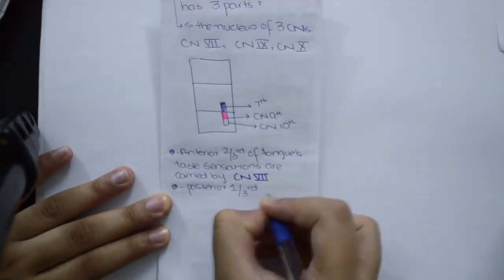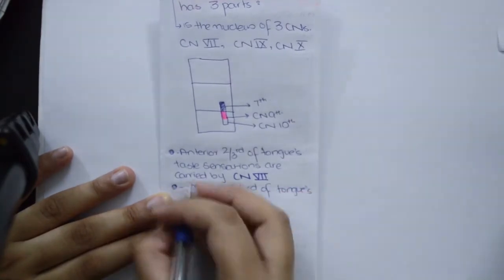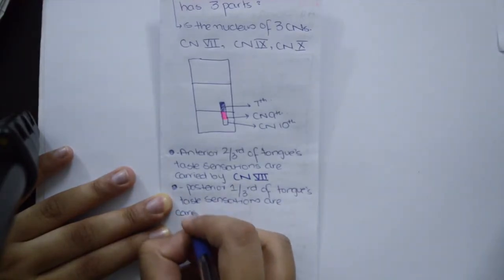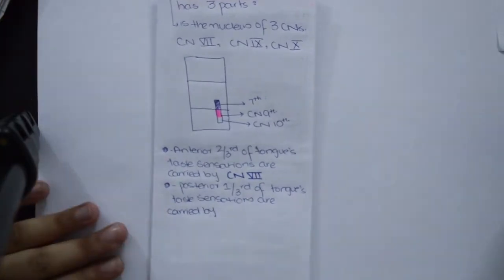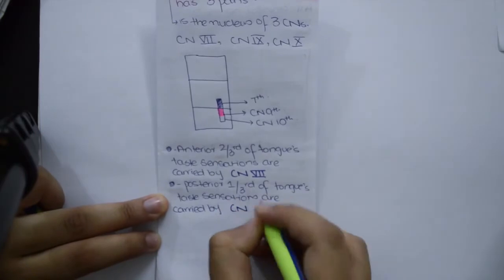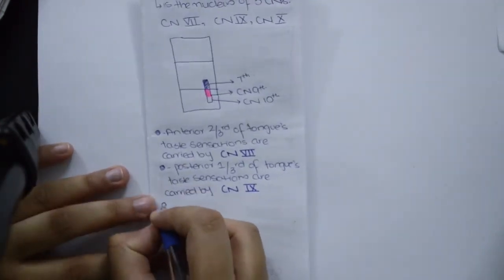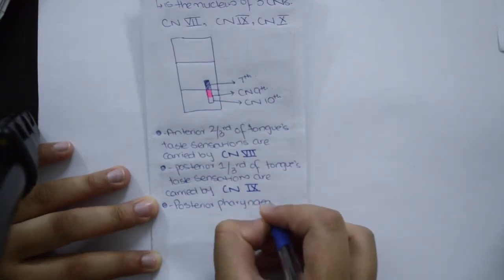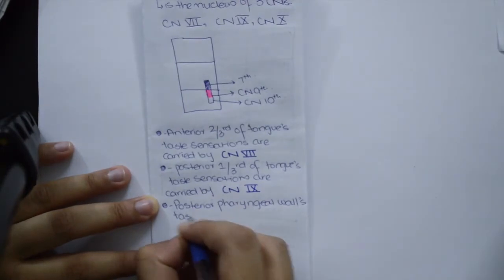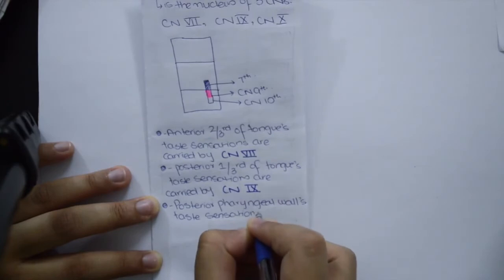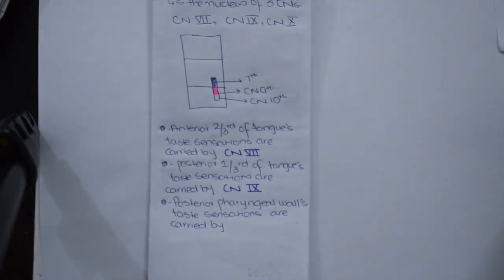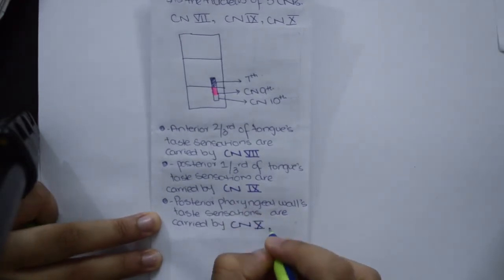Posterior 1/3 of the tongue's taste sensations are carried by the cranial nerve 9, that is the glossopharyngeal nerve, and the posterior pharyngeal wall's taste sensations are carried by the 10th cranial nerve, that is the vagus nerve.